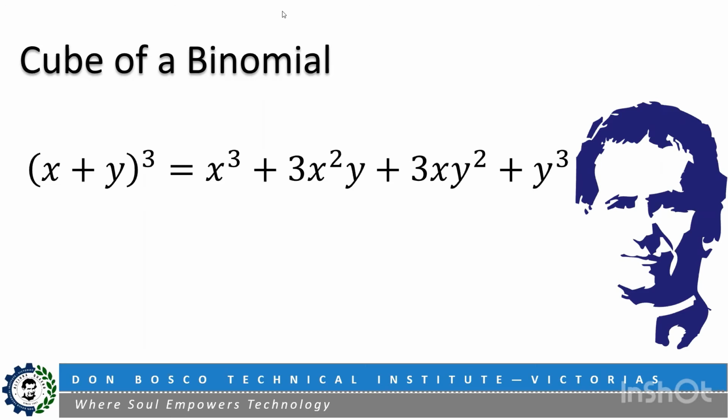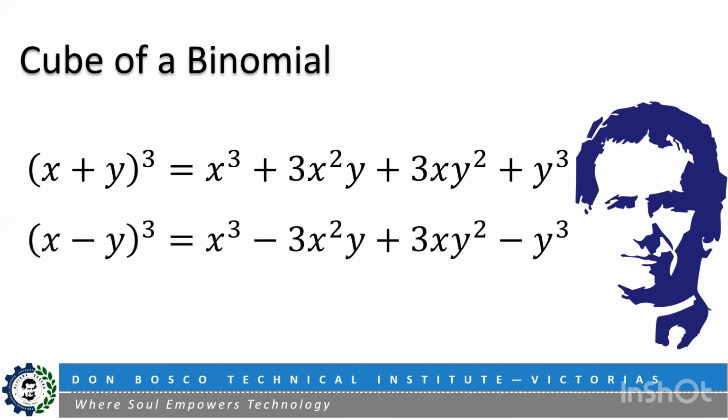The pattern of the product is that it should be a polynomial with 4 terms, wherein the first term is the cube of the first term of the binomial, and the last term of the product is the cube of the last term of the binomial. The second term is 3 times the product of the square of the first term of the binomial and the second term of the binomial. And the third term is 3 times the product of the first term of the binomial and the square of the second term of the binomial. This pattern is also followed if the operation between the terms of the binomial is subtraction.